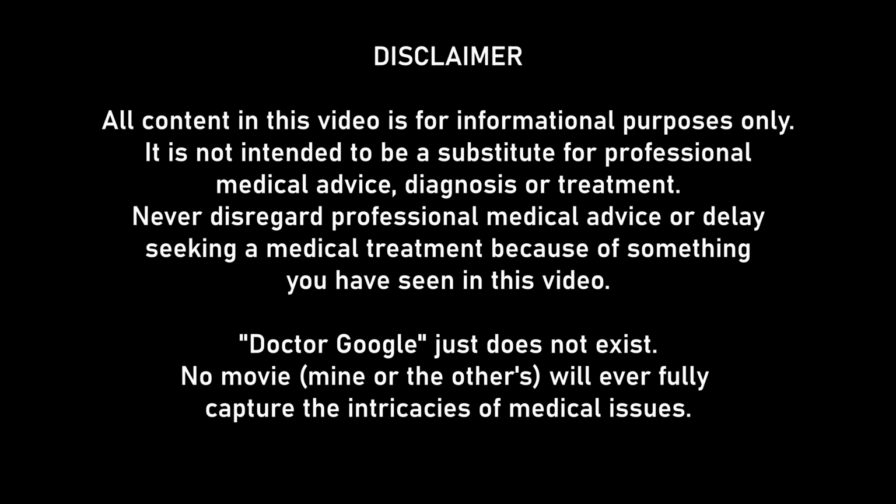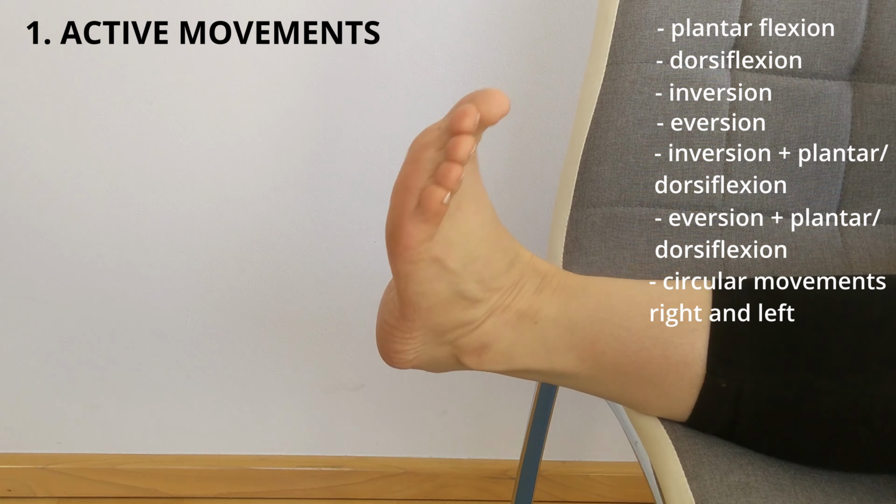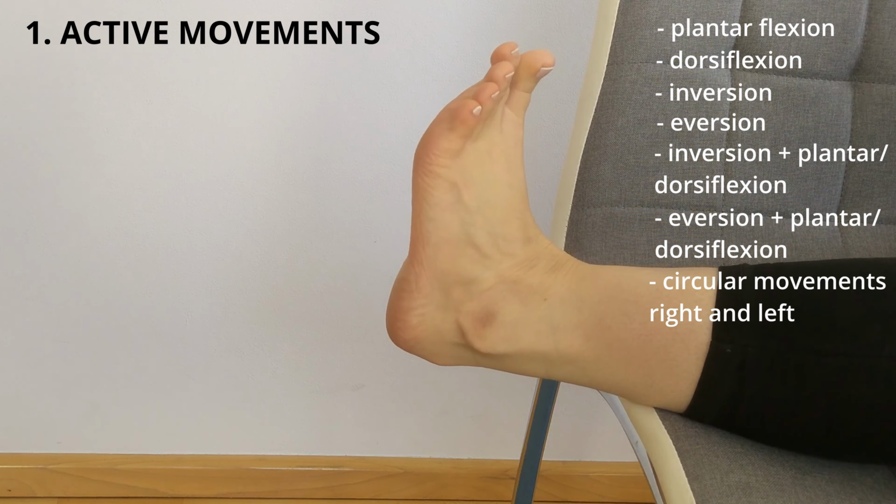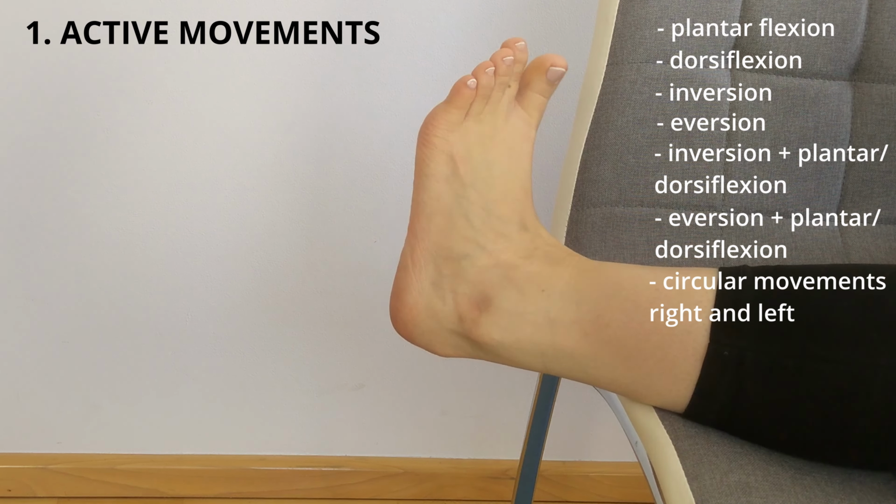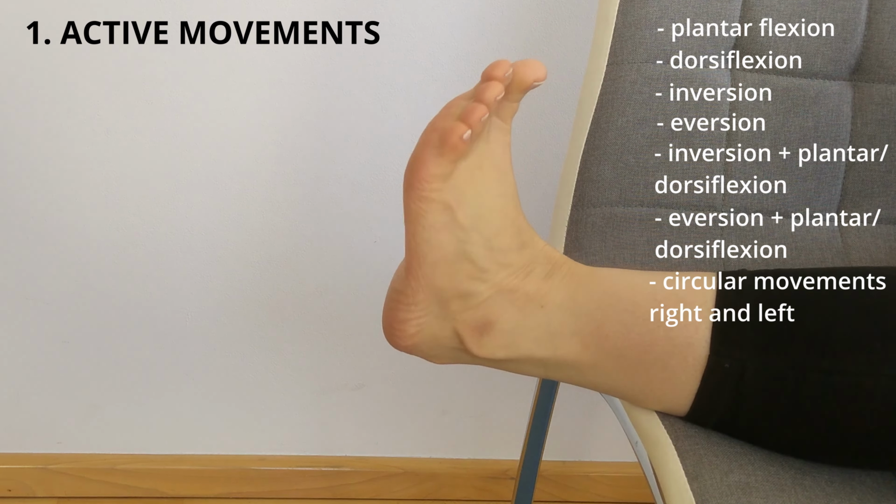Combine inversion with plantar and dorsiflexion, and combine eversion with plantar and dorsiflexion. Finally, make circular movements to the right and to the left. Perform all of it only in a painless range of motion. At the beginning, you will certainly be unable to do the full range of motion, but keep doing this exercise a few times a day, each time increasing the range.